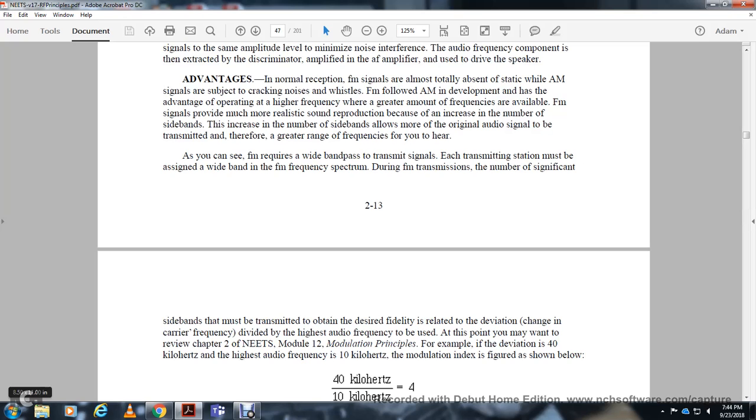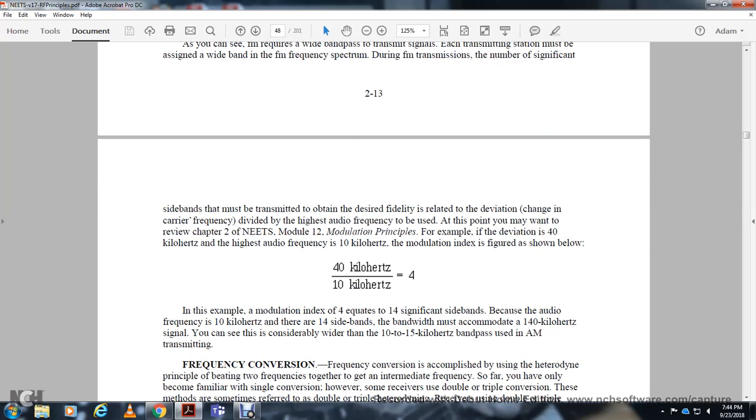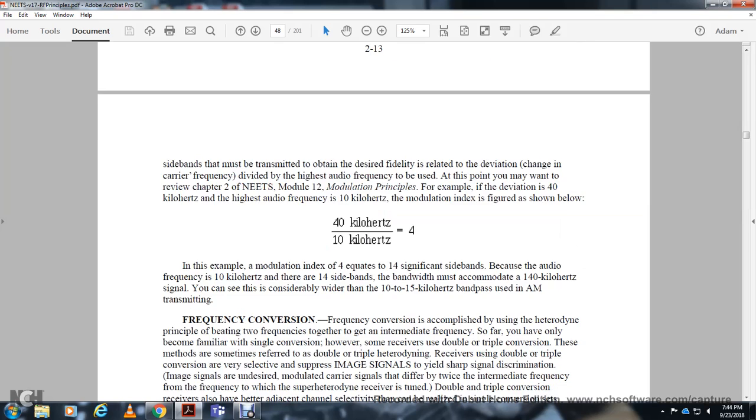As an example, you may want to change the view to Chapter 2, NEETS Module 12, Modulation. For example, deviation 40 kHz, highest audio frequency 10 kHz, the modulation index is figured as 40 kHz over 10 kHz. In the example, the full modulation index of 4 equates to 14 significant sidebands. Because the audio frequency is 10 kHz and there are 14 sidebands, it accommodates a 140 kHz signal. You can see that this is considerably wider than the 10 to 15 kHz bandwidth of AM transmission.